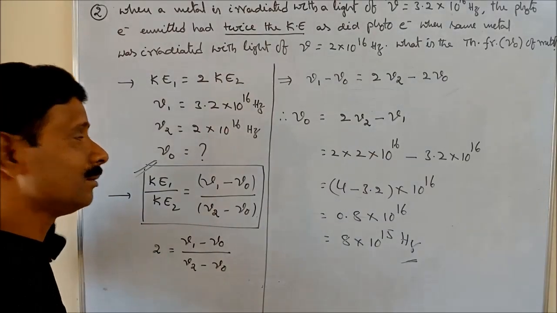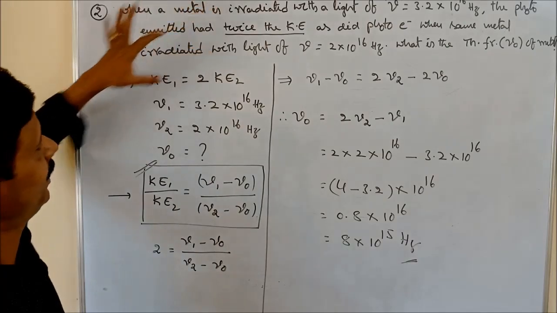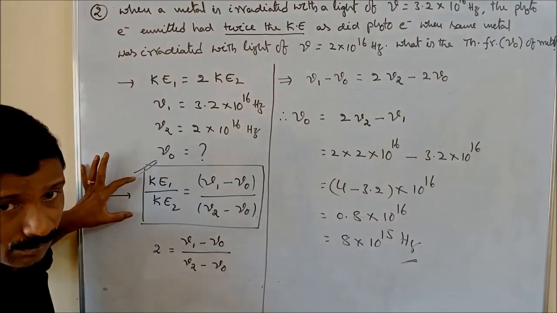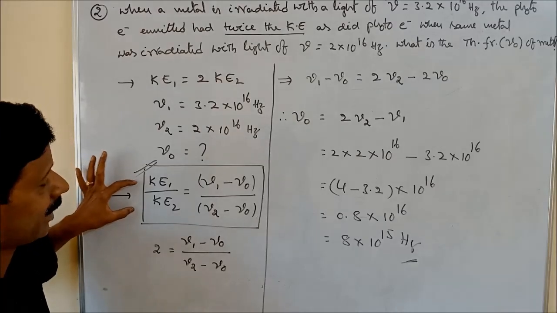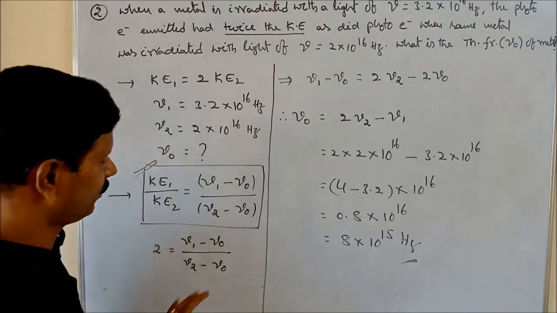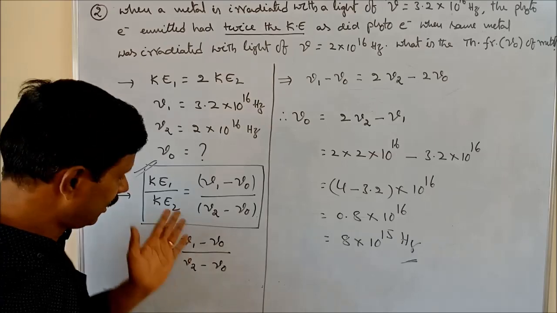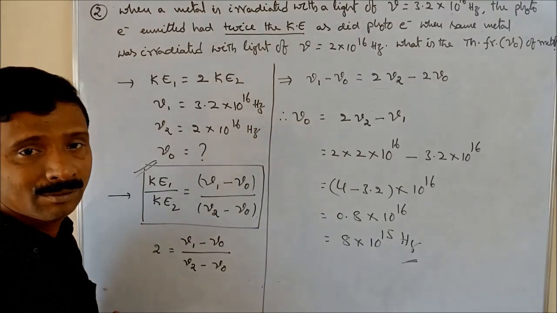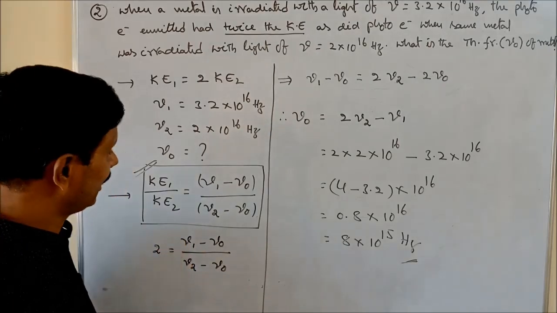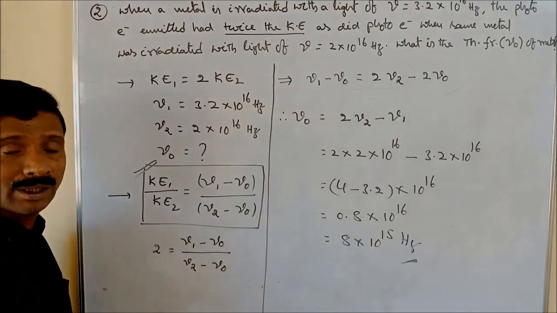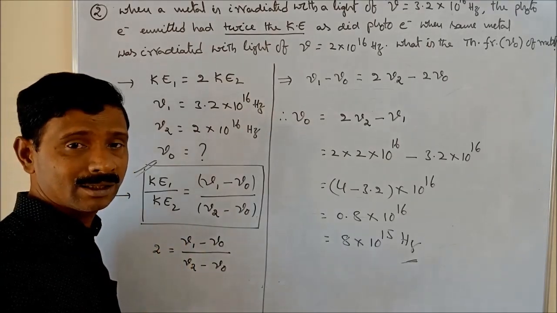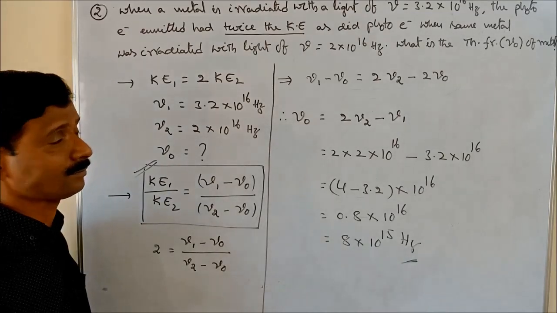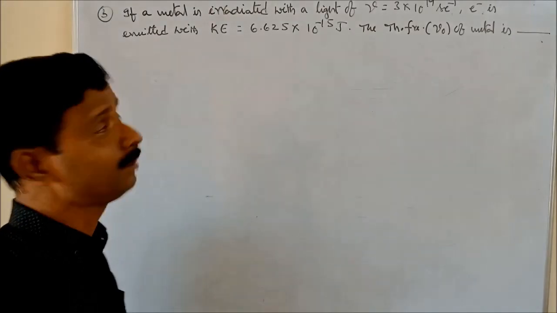So now see this problem. First analyze the information they have mentioned, and the formula you have to use, that is K1 by K2 equal to nu1 minus nu0 by nu2 minus nu0. On simplification we get the threshold frequency of the metal. So this is another important model based on the photoelectric effect, and we will go for the third one. Now see that third one.